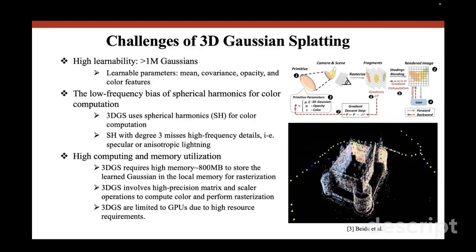Finally, 3D GS requires memory of around 800 MB to store the Gaussians locally, which are used for the rasterization. And all of those stored Gaussians are in high precision, which involves high precision matrix and scalar operations to compute the color and performance for the rasterization. Due to these constraints, 3DGS is limited to GPUs due to high resource requirements.